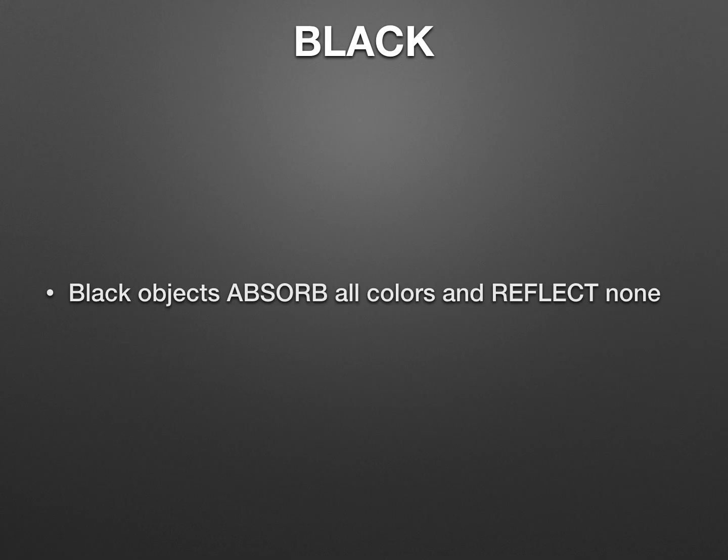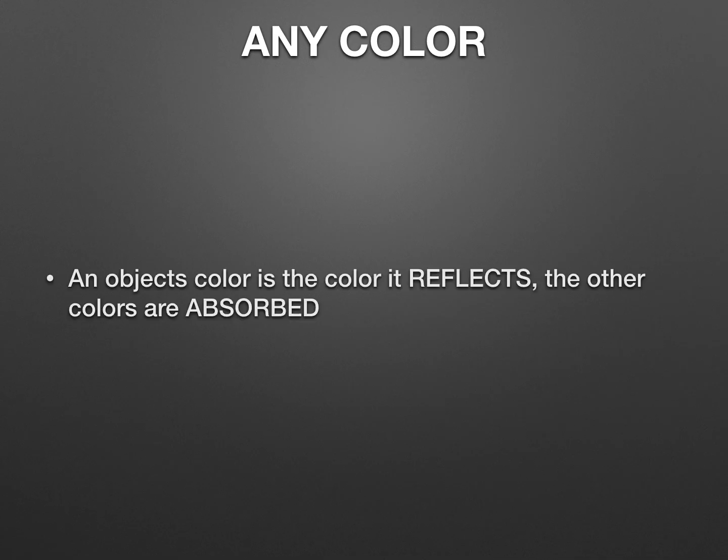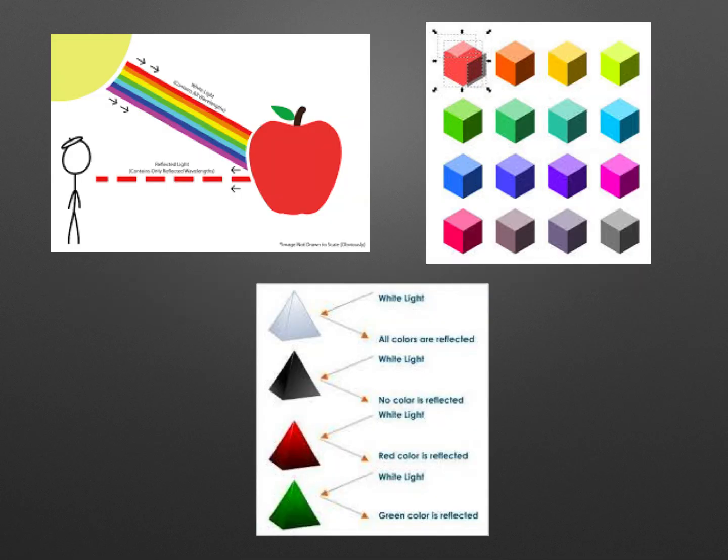This is why you see something that's black. And then any color in particular, you can include blue, red, green, yellow, doesn't matter. An object's color is the color it reflects, and the other colors are all absorbed. My next slide will show some examples of that.